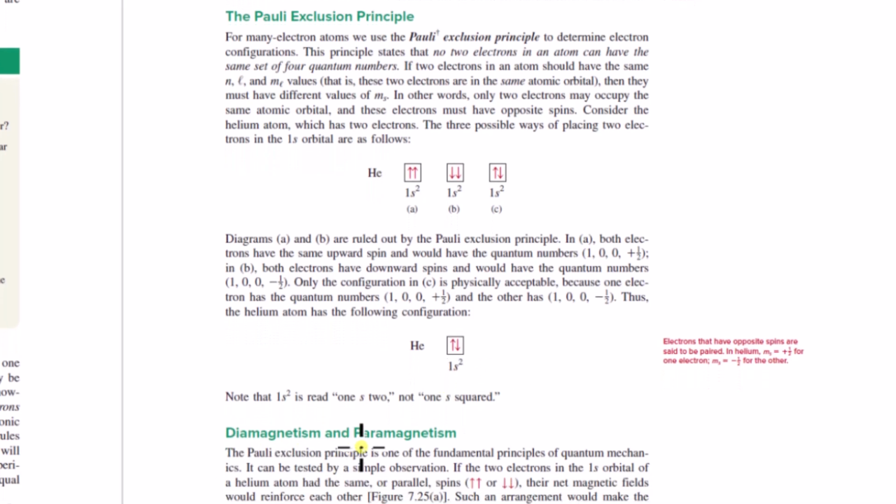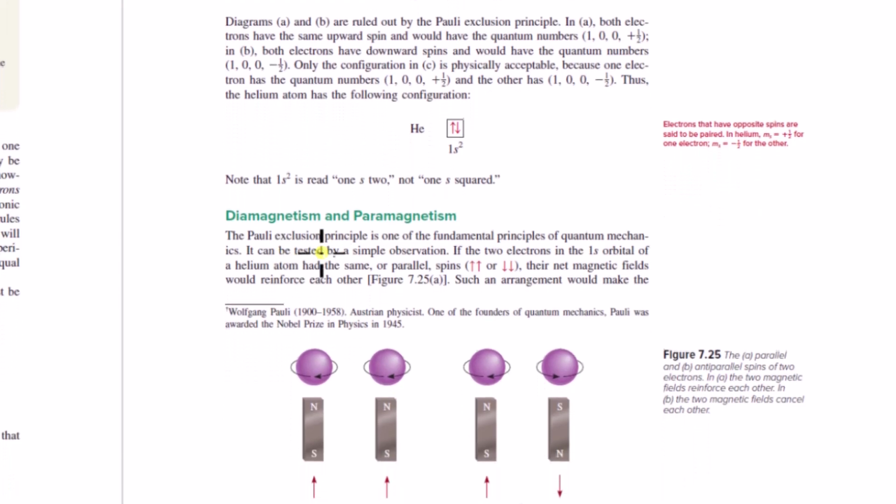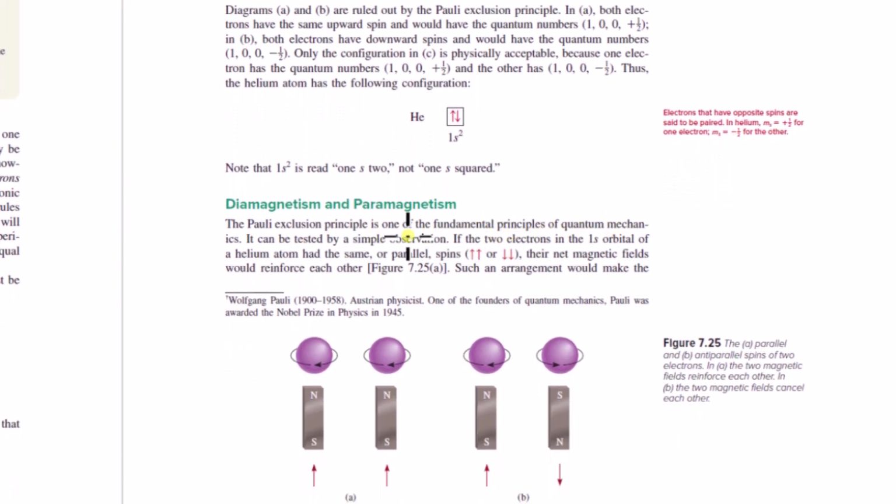Okay, diamagnetism and paramagnetism. The Pauli Exclusion Principle is one of the fundamental principles of quantum mechanics. It can be tested by a simple observation. So how could you potentially experimentally verify the Pauli Exclusion Principle? If the 2 electrons in the 1s orbital of a helium atom had the same or parallel spins, their net magnetic fields would reinforce each other. Remember, the spin is related to magnetism, because you've got the spin of the electron, and we know that a moving or spinning charge generates a magnetic field.